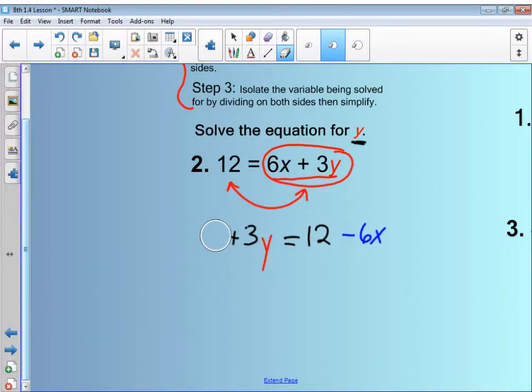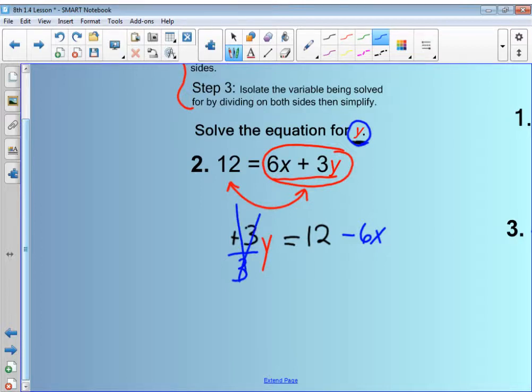Okay, so now what I have is a positive 3y equals 12 minus 6x. So we're going to work to get y by itself now because we were isolating for y. Okay, so now we've got 3 times y, so we're going to divide. So you just have to constantly be thinking, how can I get y by itself?